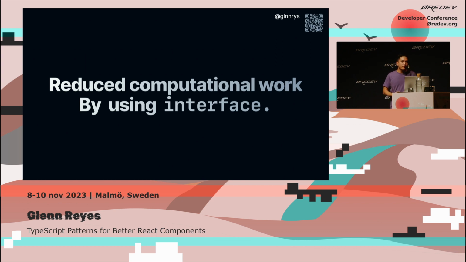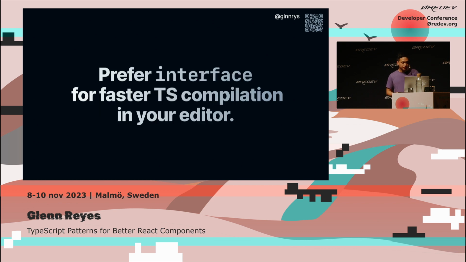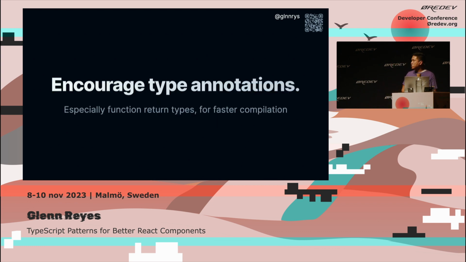With some further research, we found out that it actually reduces some computational work by just using interfaces. So my take is that whenever possible, or wherever it's not much of a hassle, prefer interfaces for faster TypeScript compilation in your editor. It's very easy to do that. There is a linting rule that can automatically fix that for you, which is really neat. And on that note, I also encourage doing type annotations in general, especially in your function return types.